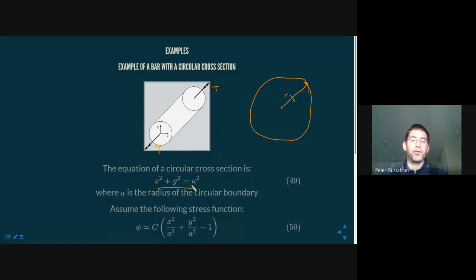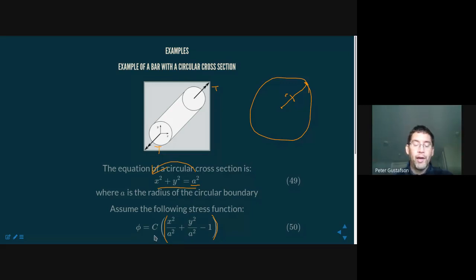The first thing that I might do is divide by a squared. So we get x squared over a squared plus y squared over a squared is equal to 1. And then we just shuffle the 1 over to the other side. So x squared over a squared plus y squared over a squared minus 1, the value in parentheses, is always going to be equal to 0. When I say always, I mean on the boundary of our shaft, not inside the shaft. That equation, the thing in parentheses, will be equal to 0. So there you go. We have automatically satisfied the boundary condition associated with this technique.